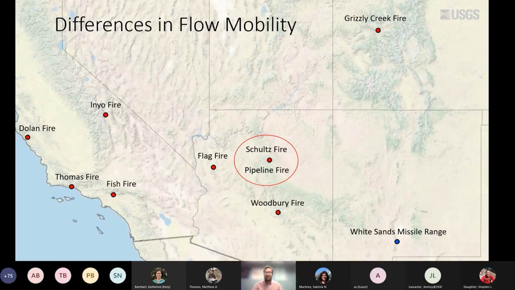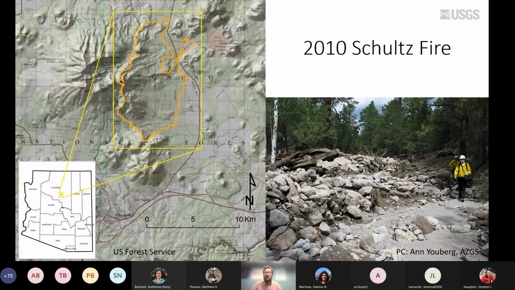The Schultz Fire burned in 2010 on the eastern side of the San Francisco Peaks, just north of Flagstaff, Arizona. And a good number of watersheds in this area produced debris flows following rainfall after the Schultz Fire. We have here a picture of Ann Youberg from the Arizona Geological Survey standing next to the deposit of a debris flow that occurred following the Schultz Fire.